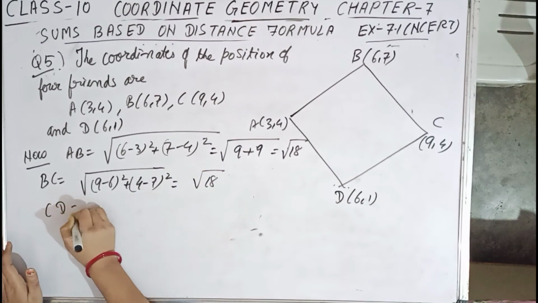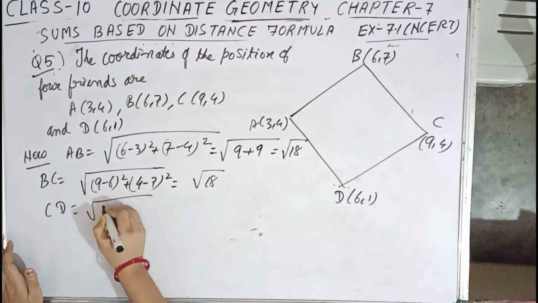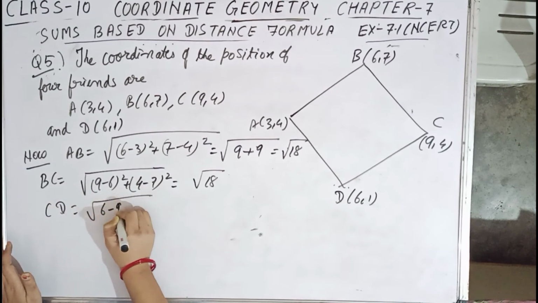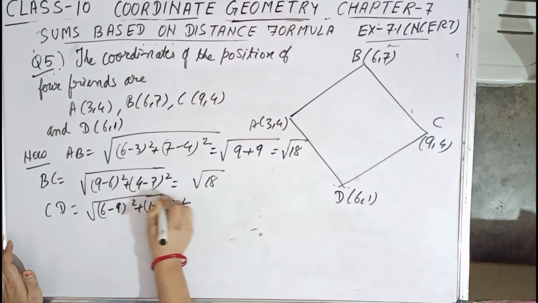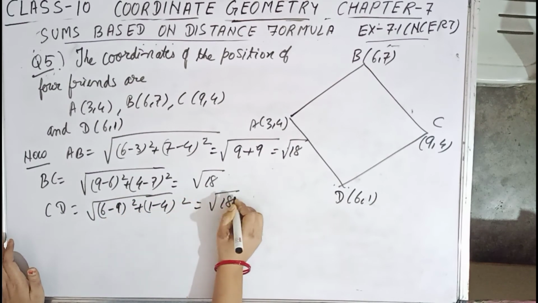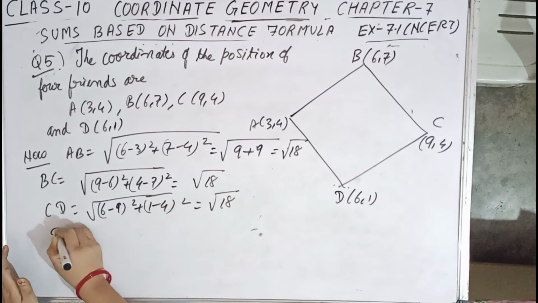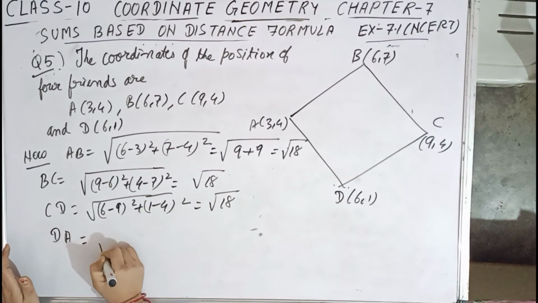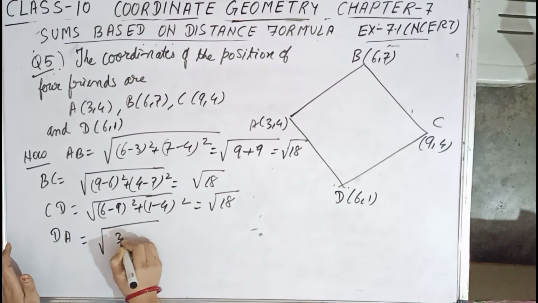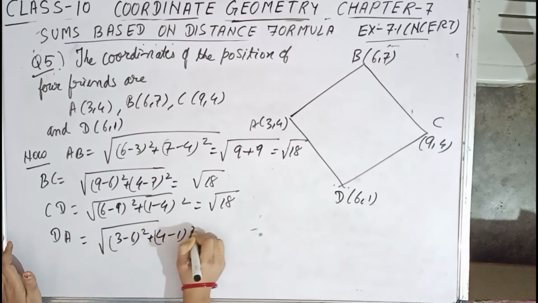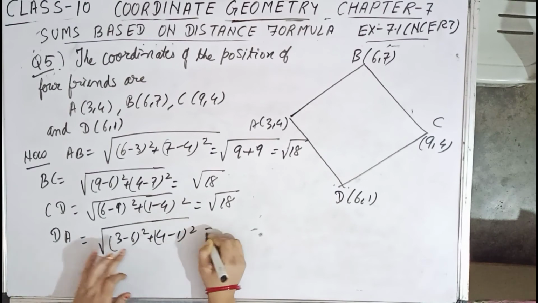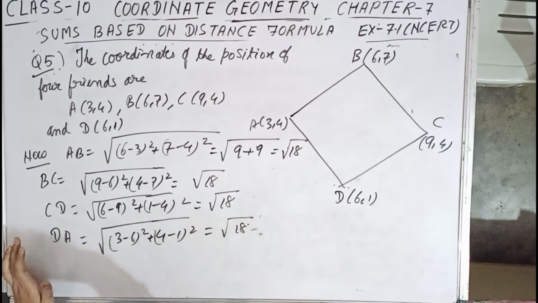AB, BC, CD. CD is equal to (6 minus 9) square plus (1 minus 4) square. This is again, you can see, under root 18. AB, BC, CD, DA. Now DA equals (3 minus 6) square plus (4 minus 1) square. 3 and 3, again equal to under root 18.